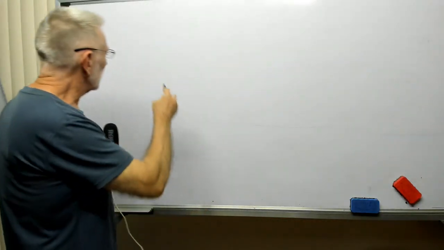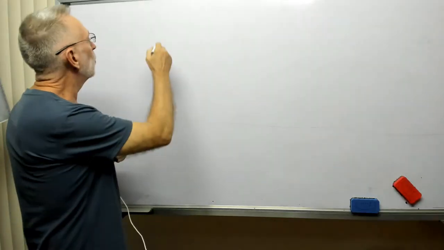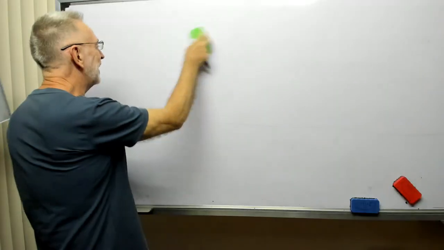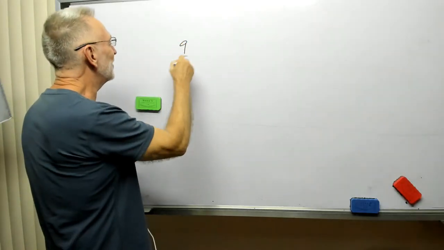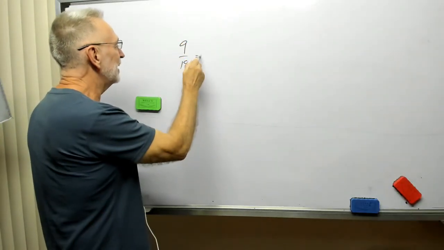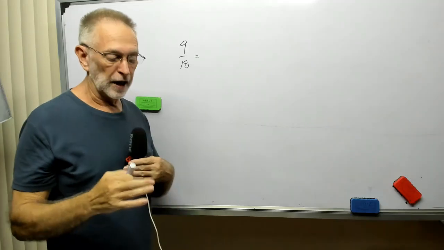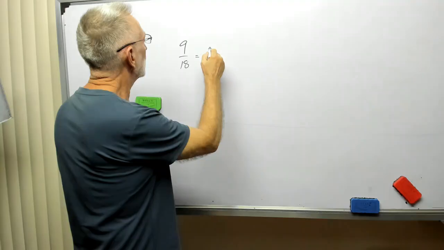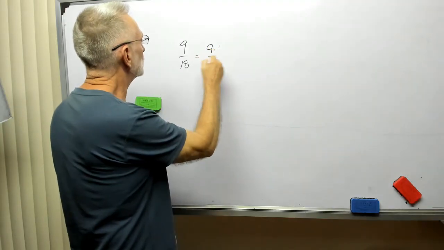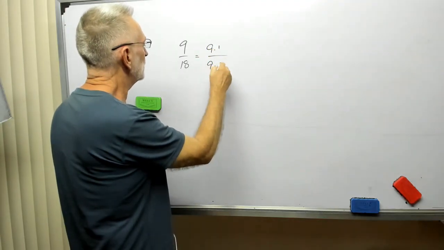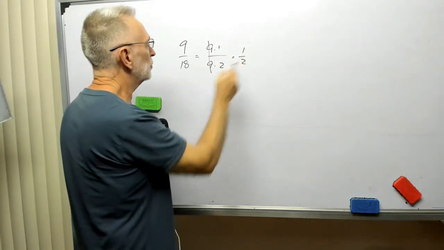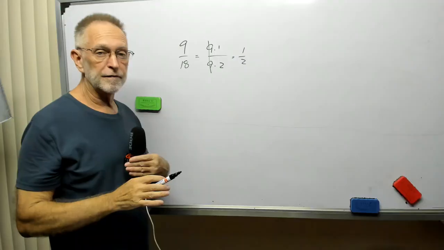If you had a fraction, let's say it was 1/2. Well, let me back up. If you had 9/18, and you were asked to reduce that, we would say that's 9 times 1 over 9 times 2. The 9's cancel, and I'm left with 1/2.